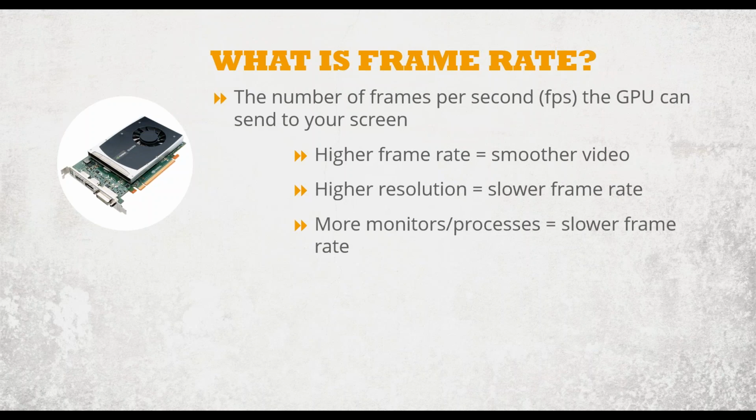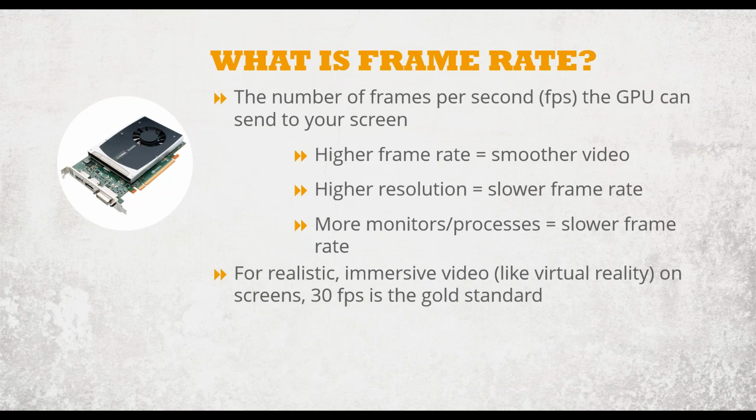The more monitors you use, the more processes you run on your computer at the same time, is going to slow the frame rates down, simply because the GPU is having to work harder. And it's having to do more juggling, and it's sending things to 2 screens rather than 1.